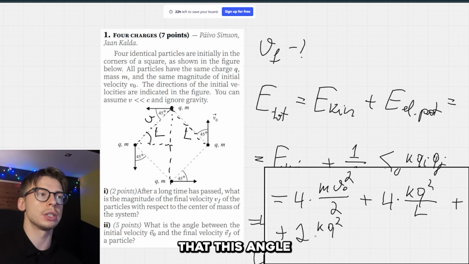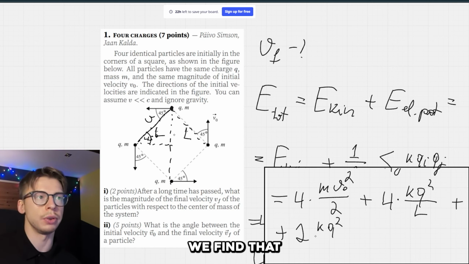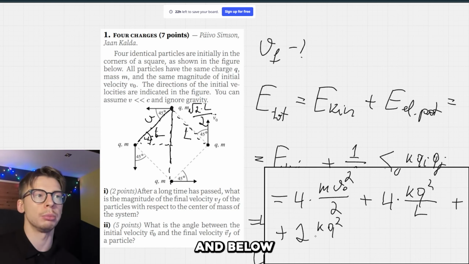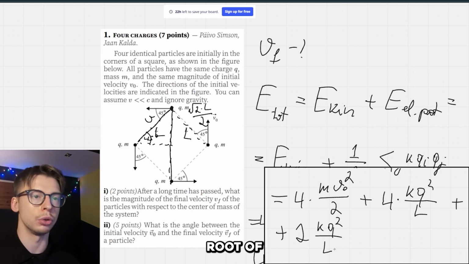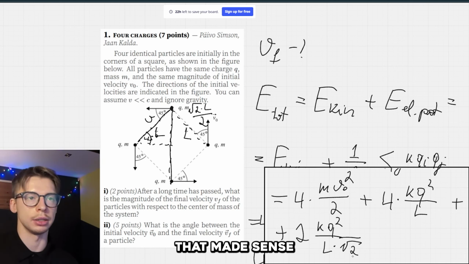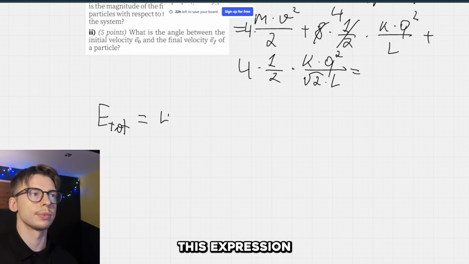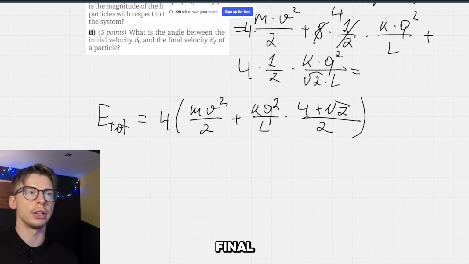If we know that this angle has to be 45 degrees and this is the length of L, then using sine for 45 degrees, we find that this length right here has to be square root of 2 times L over 2. And we have 2 of these, 1 above, 1 below. If we add them up, we get the diagonal. And it should be the square root of 2 times L. Hopefully that made sense. So the last thing we should do is just simplify this expression. And this is our final expression.